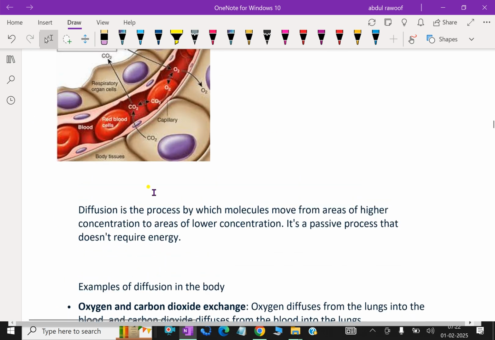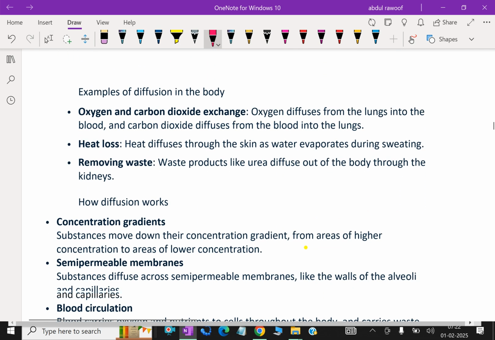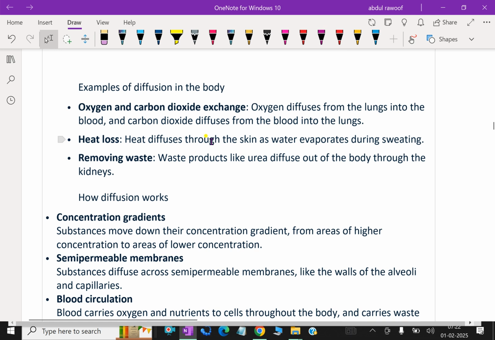Diffusion is the process by which molecules move from areas of higher concentration to areas of lower concentration. It is a passive process that does not require energy. Examples of diffusion in the body: oxygen and carbon dioxide exchange is a good example of diffusion. Oxygen diffuses from the lungs into the blood, and carbon dioxide diffuses from the blood into the lungs.